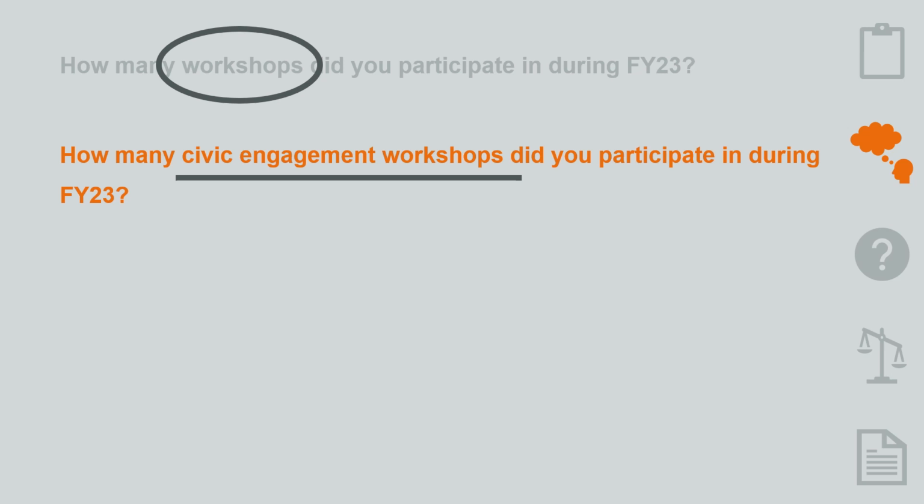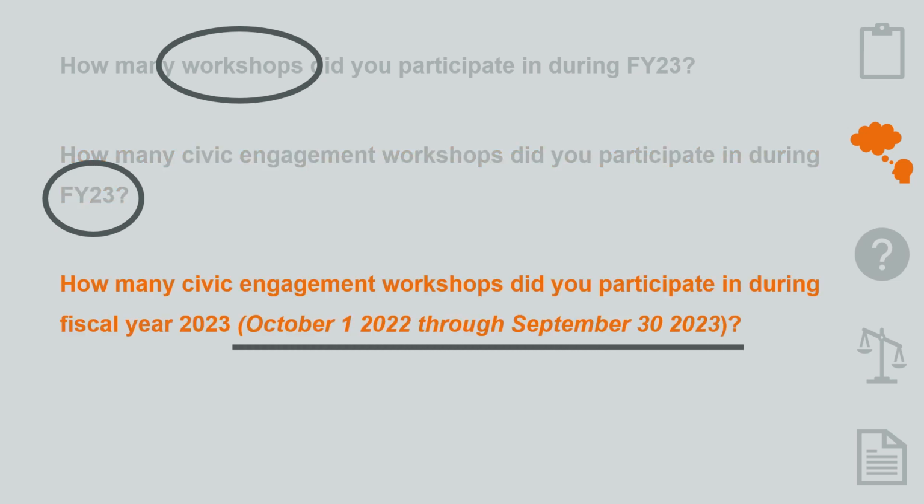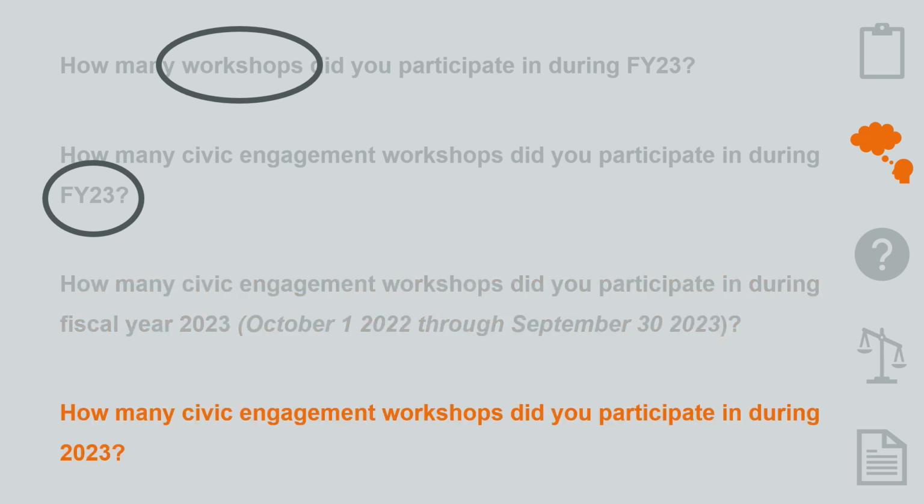And second, you want to avoid acronyms and technical jargon. In this example, that would be FY23 in reference to fiscal year 2023. If you need to ask a respondent about fiscal year, you should write fiscal year and then have the definition, October 1st through September 30th, in the survey as well. But better yet, you probably want to avoid references to fiscal year altogether.